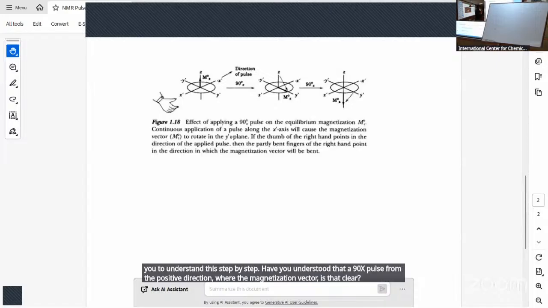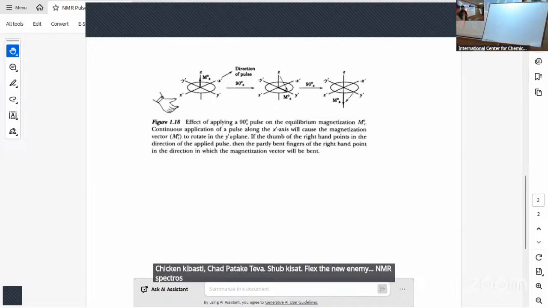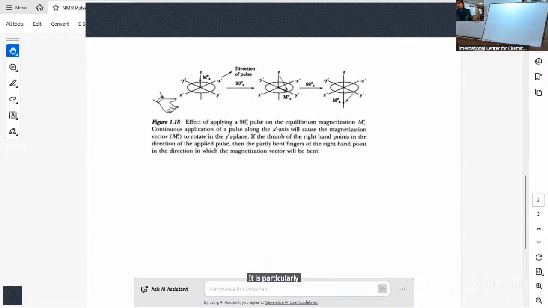चिकन की मस्ती चटपटा के तेवर शुभ के साथ फ्लेक्स द न्यू NMR NMR spectroscopy has become one of the most frequently used analytical tools to elucidate chemical structure. It is particularly useful for All the same.